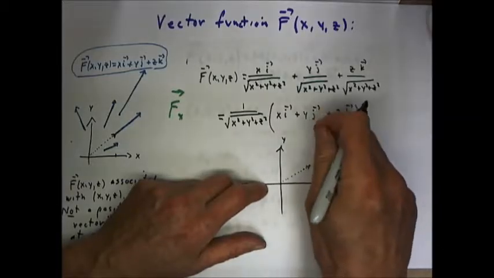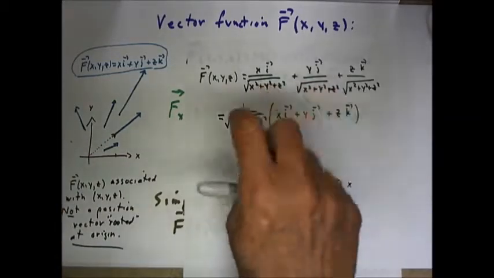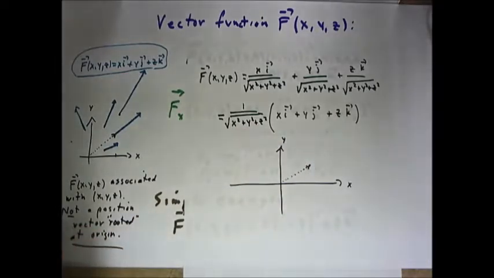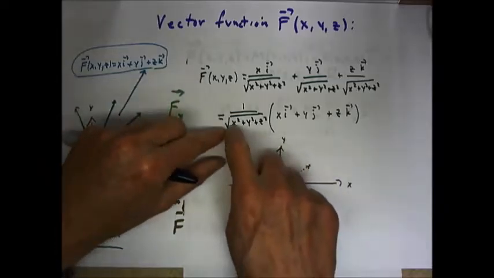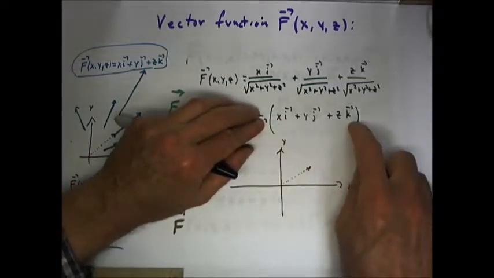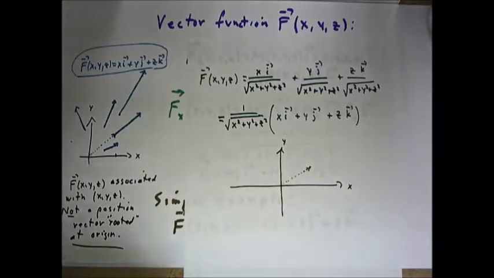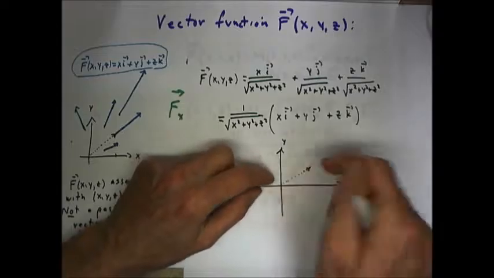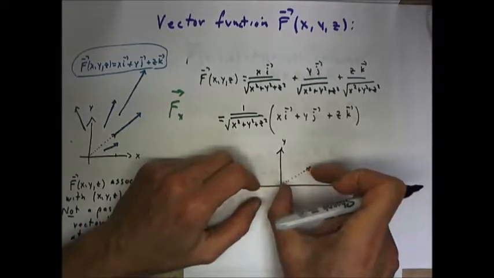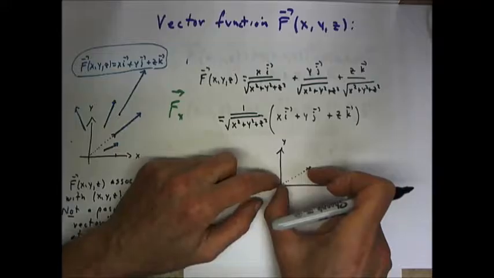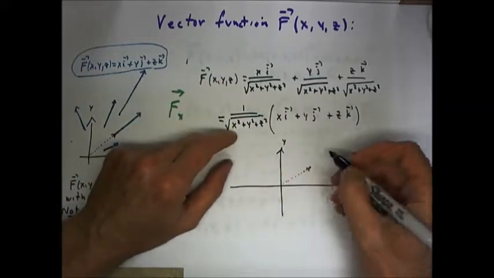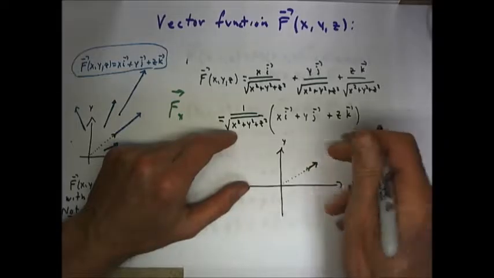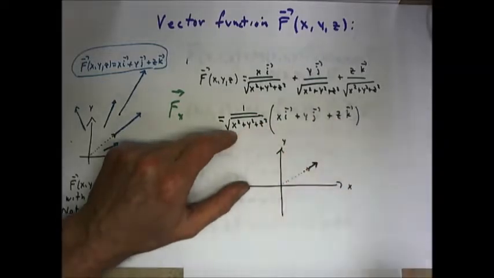zk. However, we're dividing that vector by the square root of x squared plus y squared plus z squared. If we think about it for a minute, this is just the magnitude of this vector, so that this is a unit vector. We're going to divide at a given point. We can think of the position vector rooted at the origin divided by its magnitude, which is going to give us a vector in the same direction, but this is going to be a unit vector.